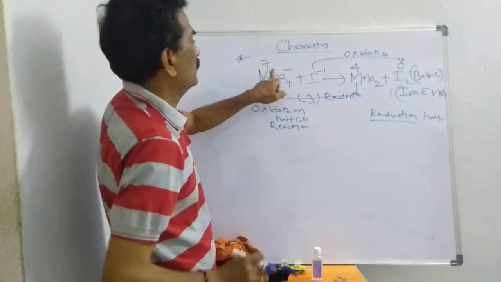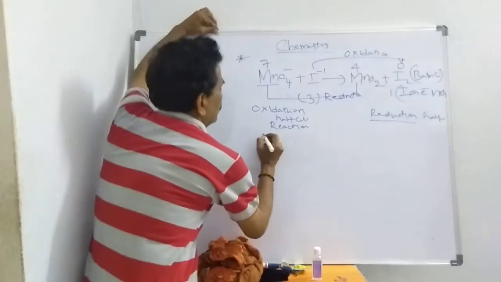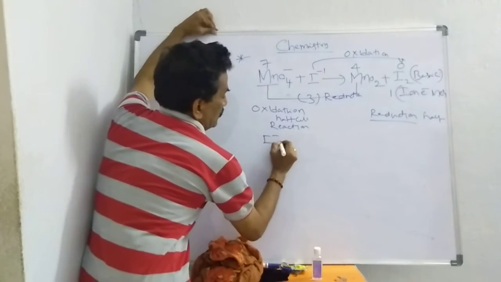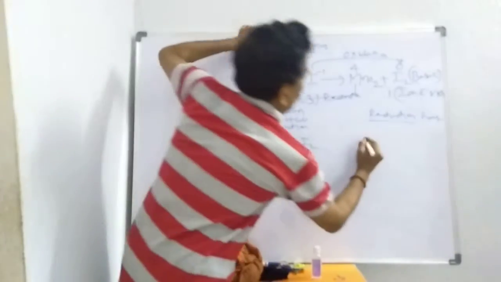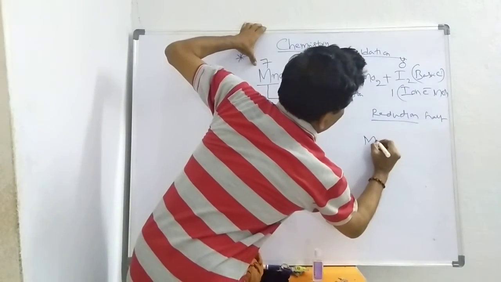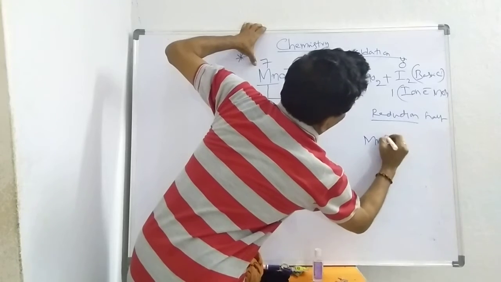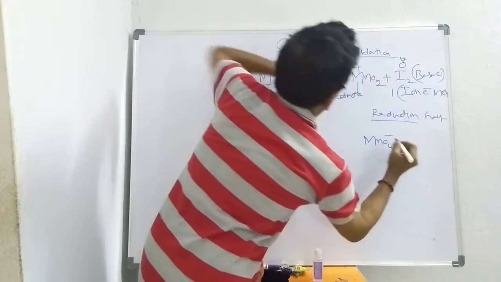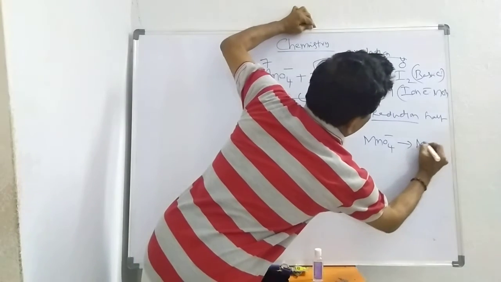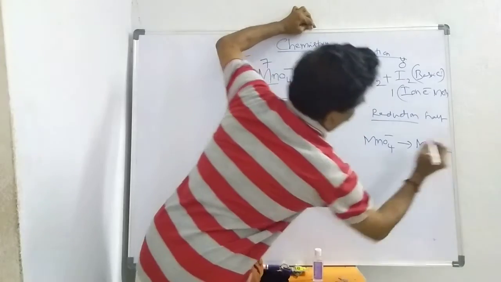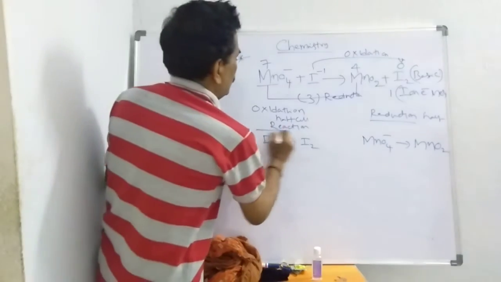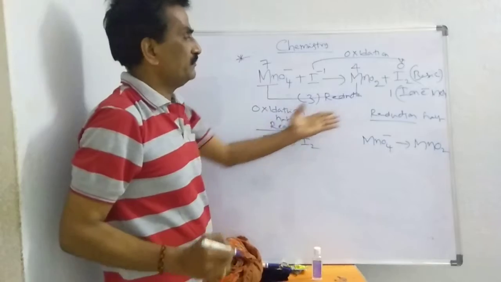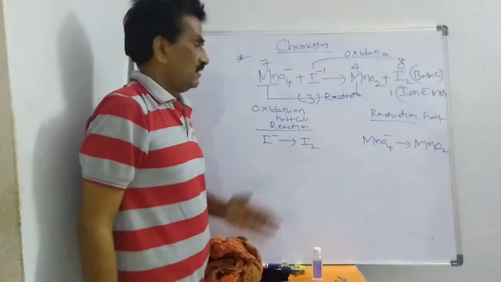What is that? Oxidation: I minus gives I2. Here MnO4 minus gives rise to MnO2. Okay. I have mentioned the oxidation half-cell reaction and the reduction half-cell reaction.